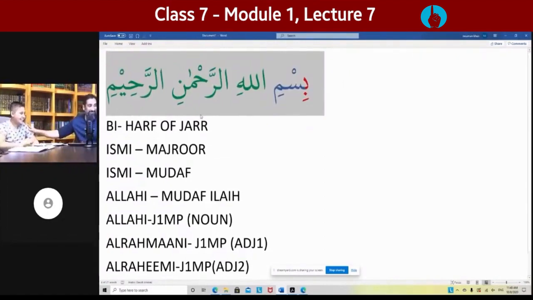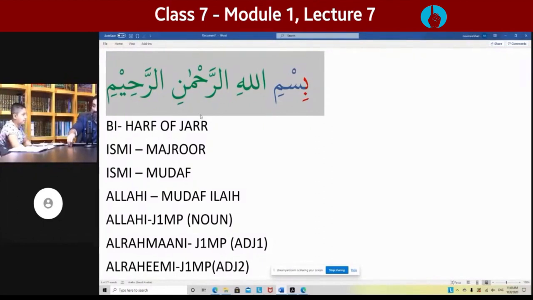Okay. Bismillah ar-Rahman ar-Rahim. B is a harf of jar. B is connected to ismi because a harf of jar makes the next word jar. You guys wrote that down? Did it make sense to you? So that would be a jar majroor. Ismi is a mudaf. Ismi means name. Ismi is a mudaf because it has no alif lam and is followed by a jar.